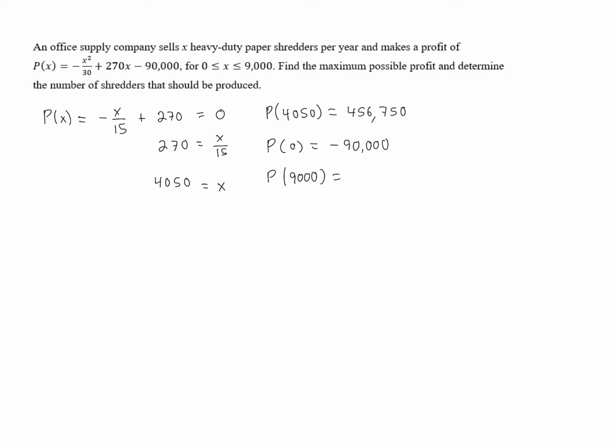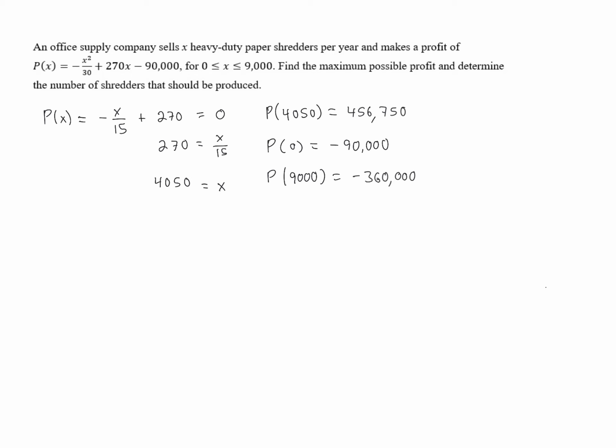And then we'll use our calculator to evaluate this function at 9,000. I end up with negative 360,000. That is a situation where in order to sell 9,000 of these shredders, they had to make the price so low that they weren't making as much as it cost to produce them. So we've got another very negative number. And so that maximum profit came from our critical number.